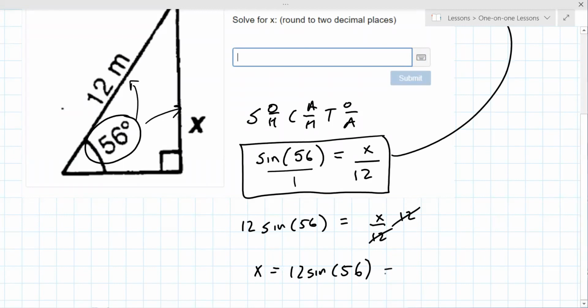Okay, so we can put this into your calculator. Make sure it's in degrees, and that's 12 times sine of 56. I'm sorry, sine in degrees, and it says rounded to 2 decimal places. I get 9.95. All right.